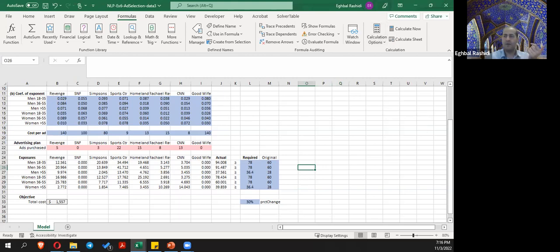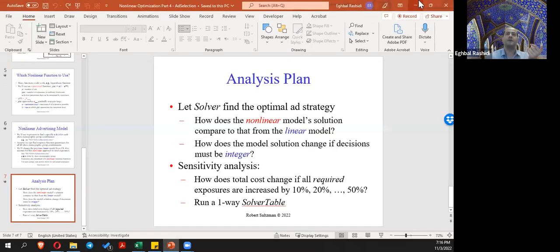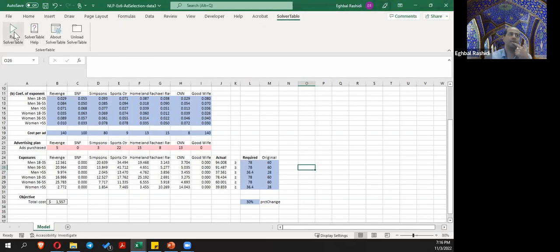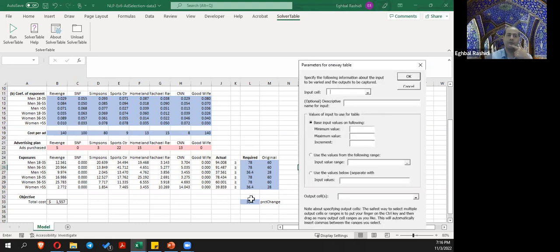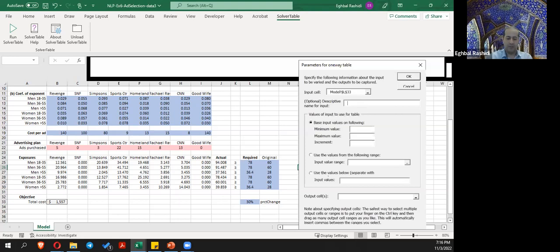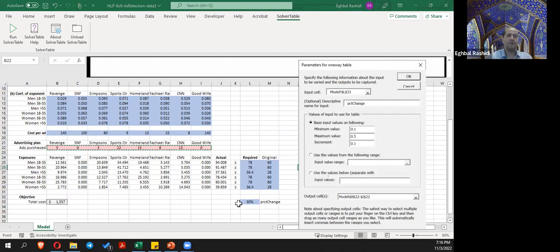From 10 to 50%. Okay, so we've got now the solver table. That's actually the percent change. The minimum value is 0.1, the maximum value is 0.5, the increment is 0.1. What I want to see is the ad plan and the total cost.